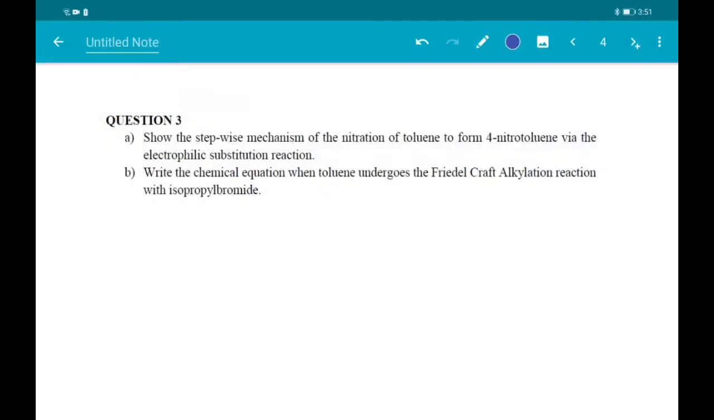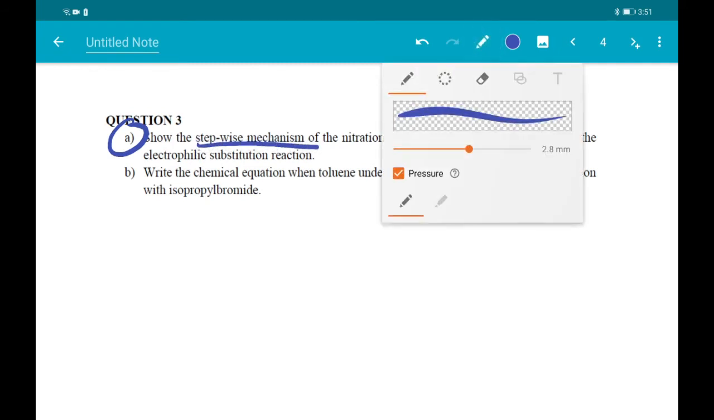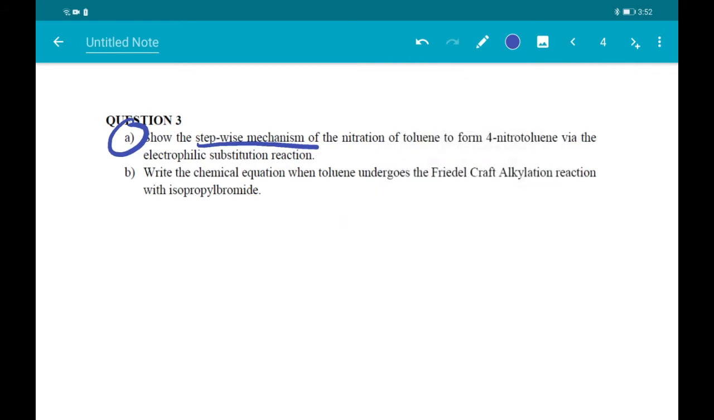Here's another question related to the mechanism of the electrophilic substitution reaction. So this was taken from the tutorial, so we try to answer question 3A. So just like the previous question, okay, the keyword here, you can see that the stepwise mechanism of the nitration of toluene to form 4-nitrotoluene via the electrophilic substitution reaction.